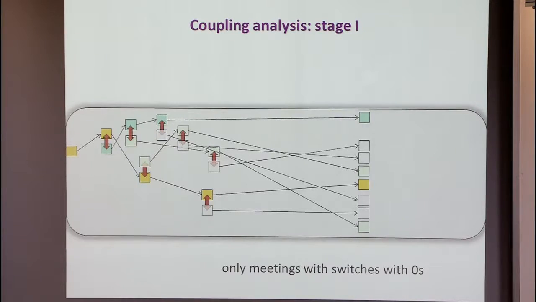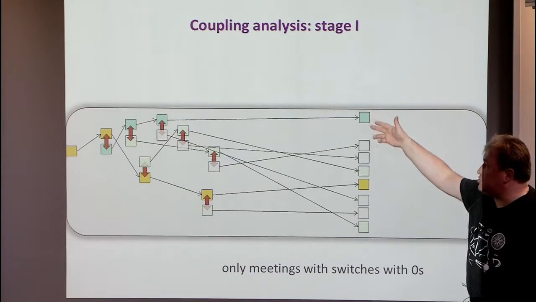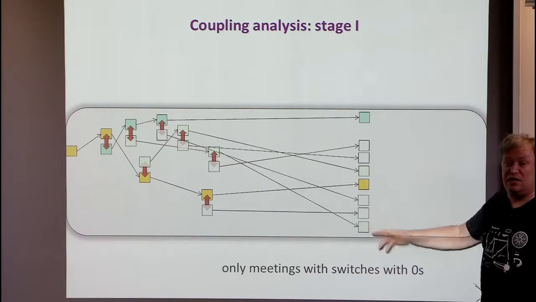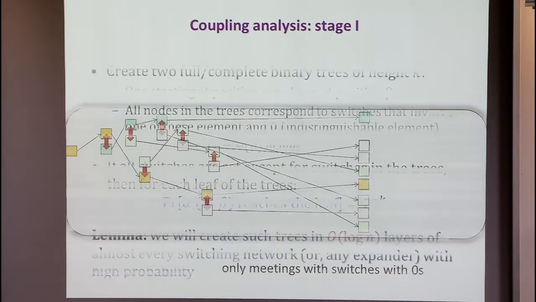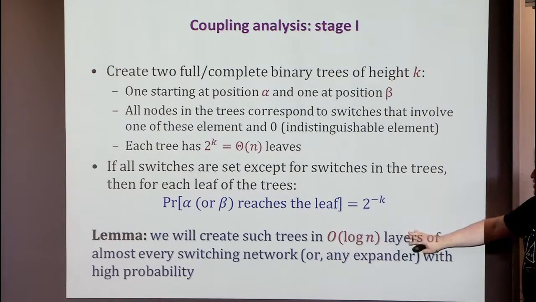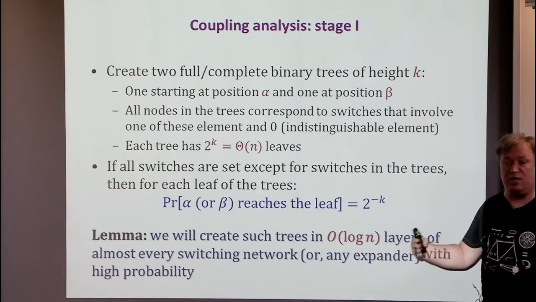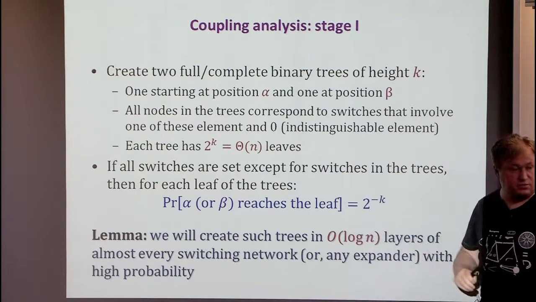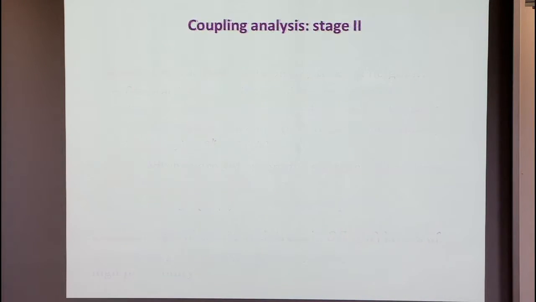Okay, so for coupling, this will mean that once we fix everything outside that, we have a uniform position that alpha will reach any of these elements. The same will happen for beta. And then one can prove that we can always create, with high probability, trees with these properties if we have almost every switching network, or in fact an expander.